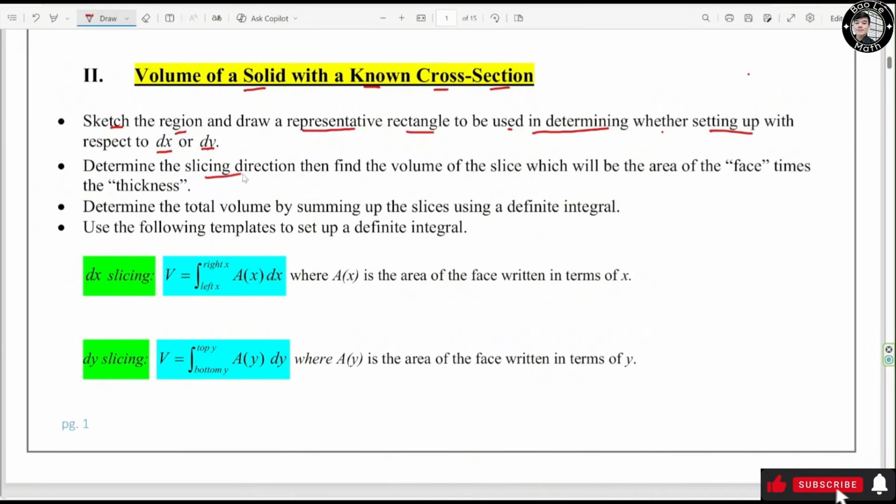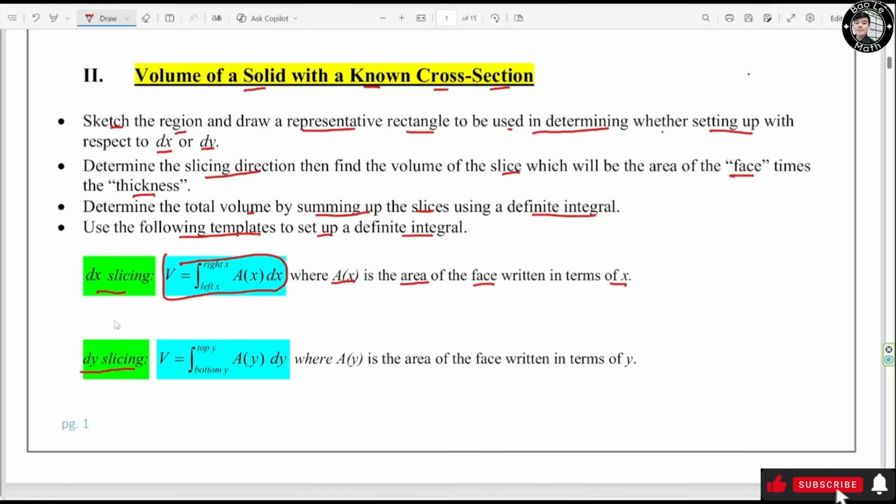Determine the slicing direction. Then find the volume of the slice, which will be the area of the face times the thickness. Determine the total volume by summing up the slices using the definite integral. Lastly, use the following templates to set up a definite integral. dx slicing, you're going to use this formula, where A(x) is the area of the surface written in terms of x.